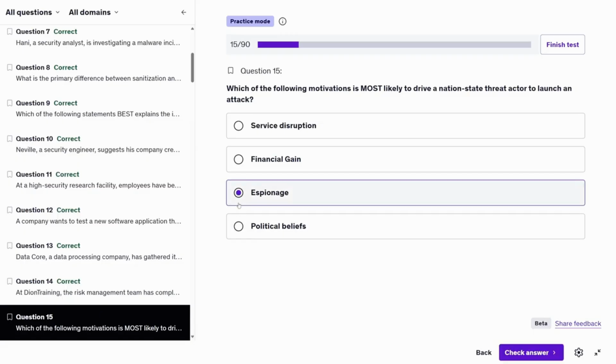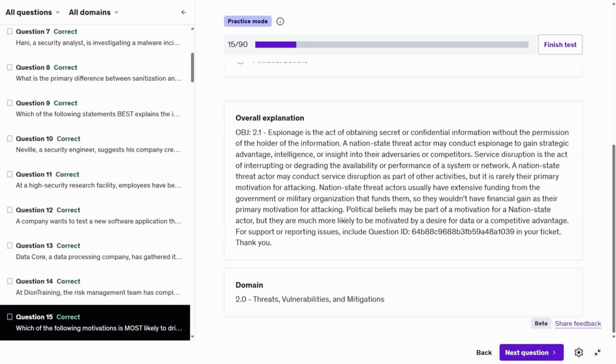And the correct answer here is espionage. Espionage is the act of obtaining secret or confidential information without the permission of the holder of the information. A nation-state threat actor may conduct espionage to gain strategic advantage, intelligence, or insight into their adversaries or competitors.